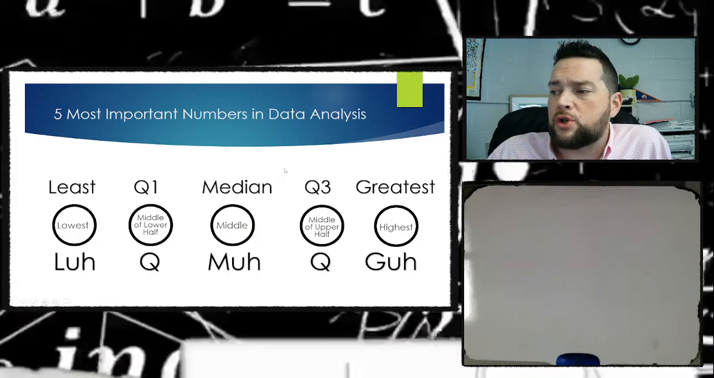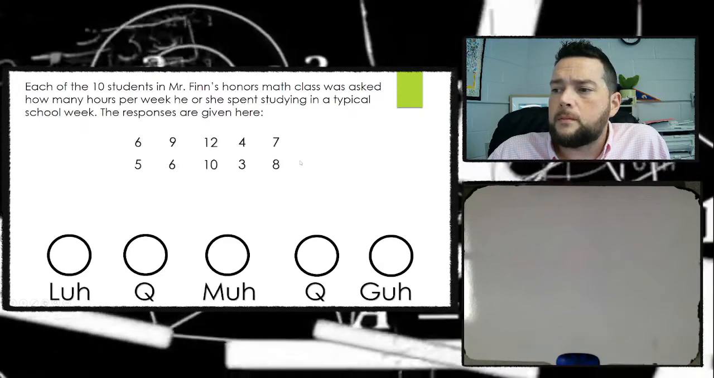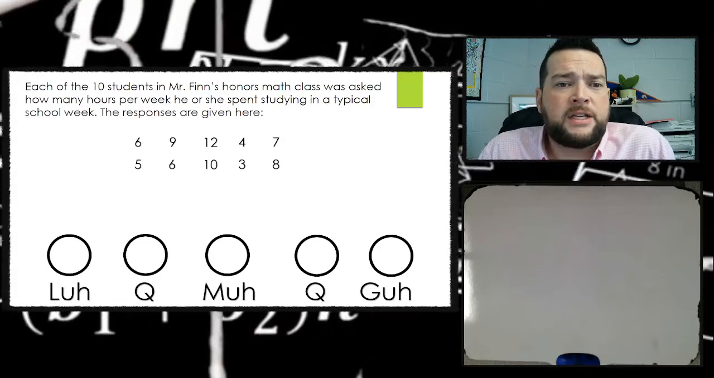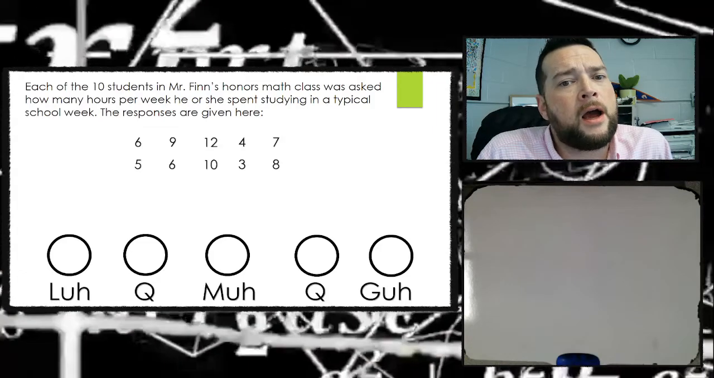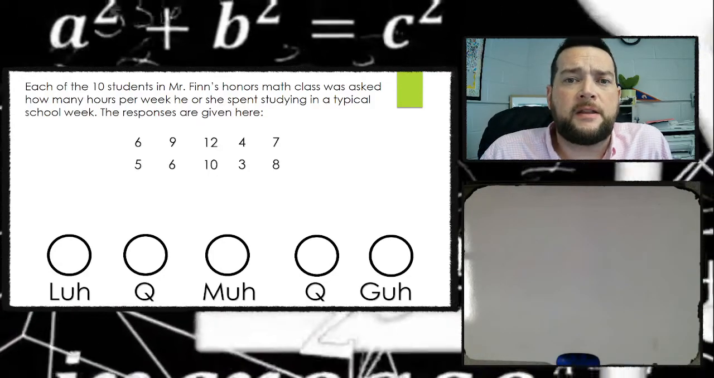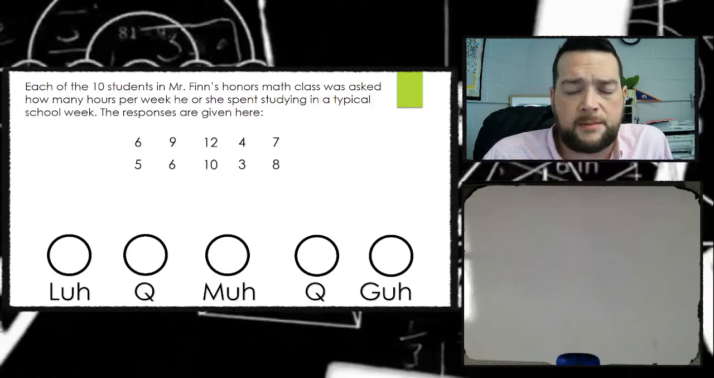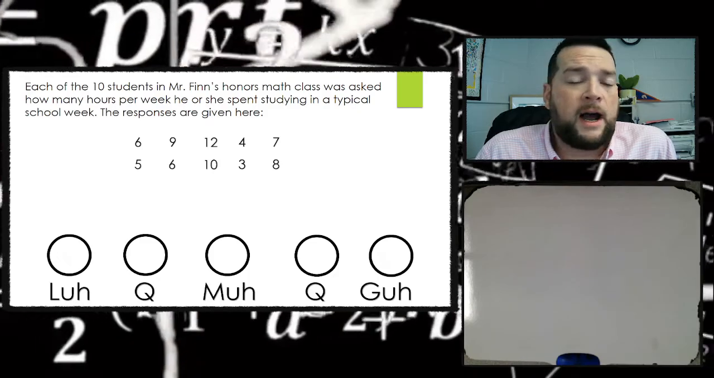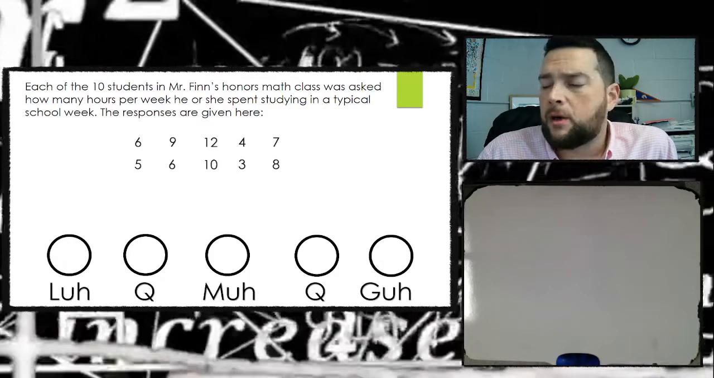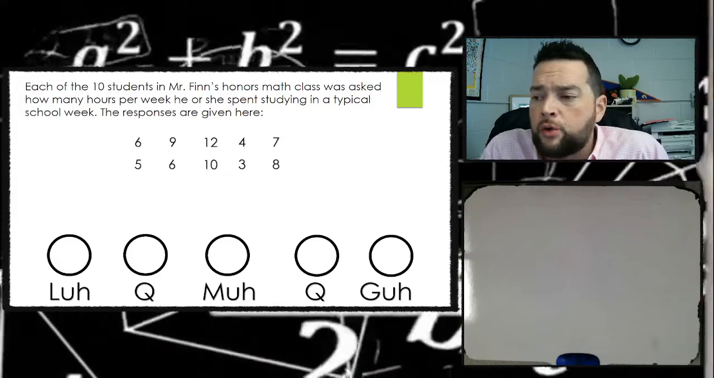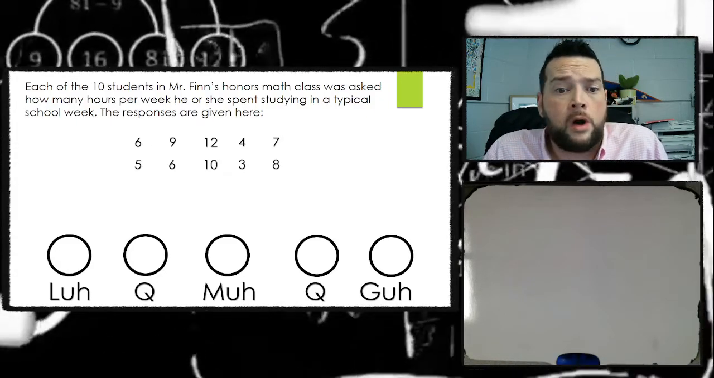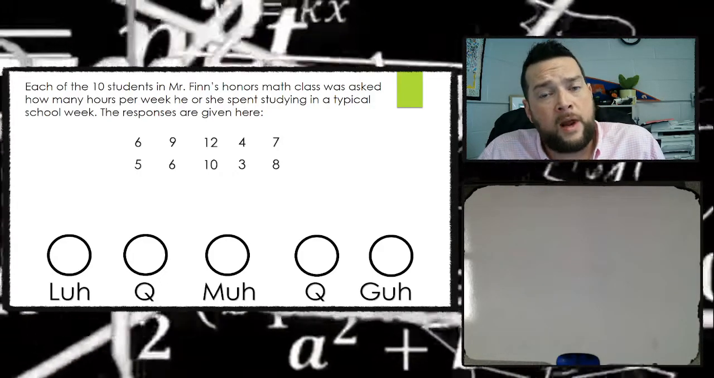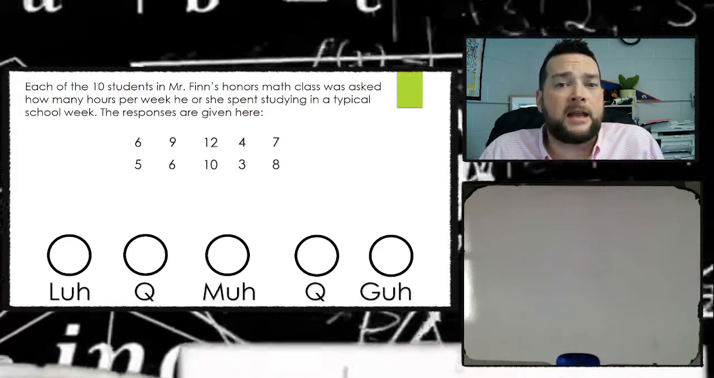That's what the 5 most important numbers are, and this is how you find them. Here we have an example of some data. Each of the 10 students in Mr. Finn's honors math class was asked how many hours a week they spent studying, and there are the responses. You've got 10 different students with 10 different numbers for how long they study in any given week. The first thing you want to do when you're finding the least, Q1, the median, the Q3, the greatest, or you're finding the interquartile range or the range, or just about anything in data analysis other than the mean.